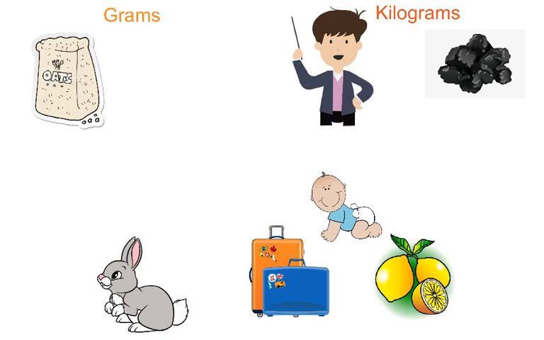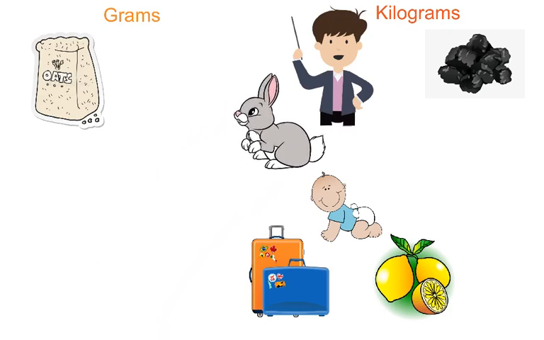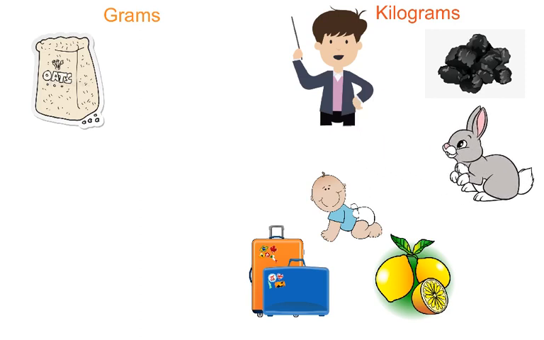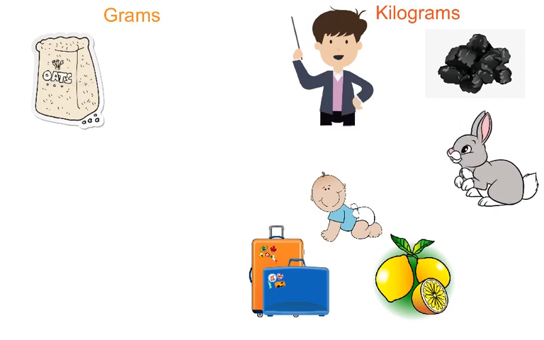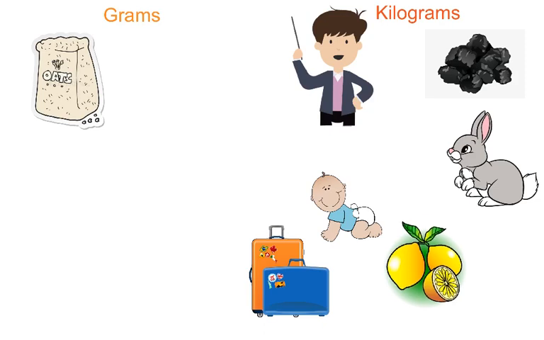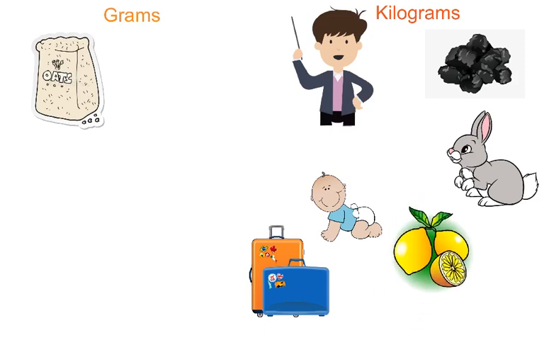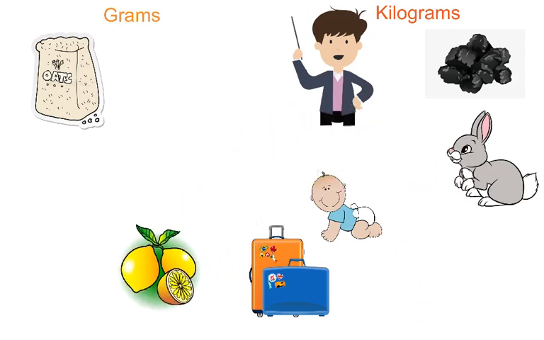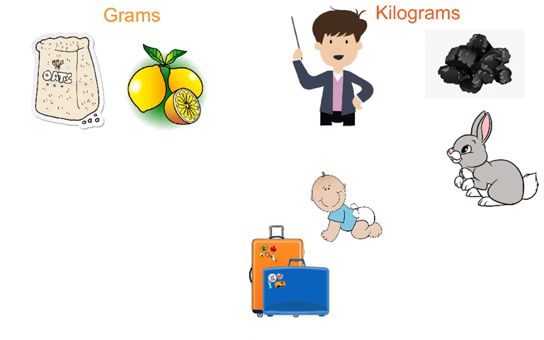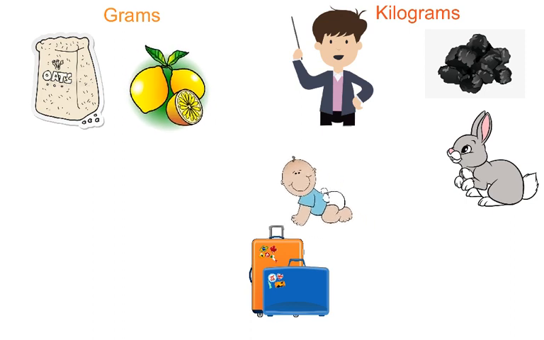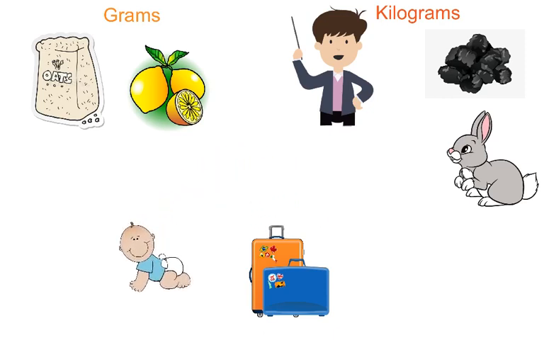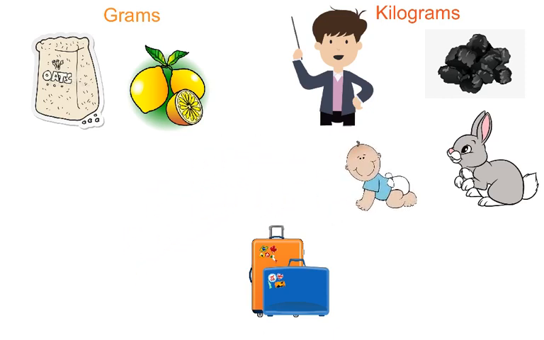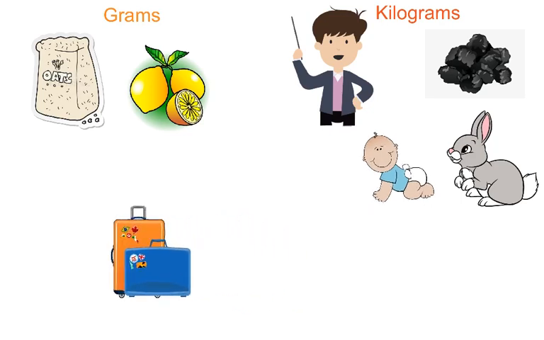Now my rabbit is quite large. He's eating lots of carrots, so I'm going to measure him in kilograms. I've got my bag of lemons, just a small amount of lemons from the supermarket, so I'm going to measure them in grams because it's just a small amount. Now my baby, he's nearly a toddler, so I'm going to measure him in grams. Now the last one, in kilograms, sorry.